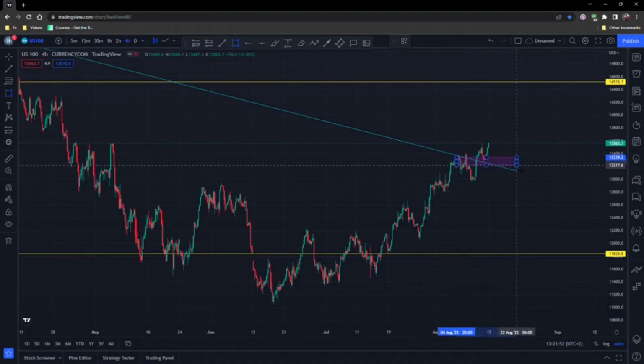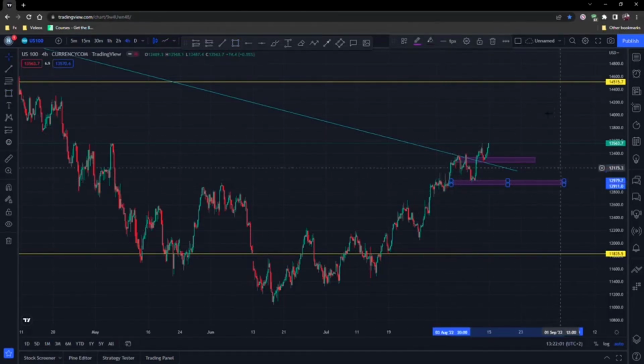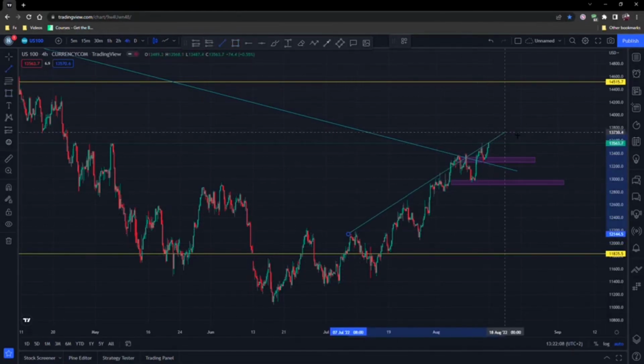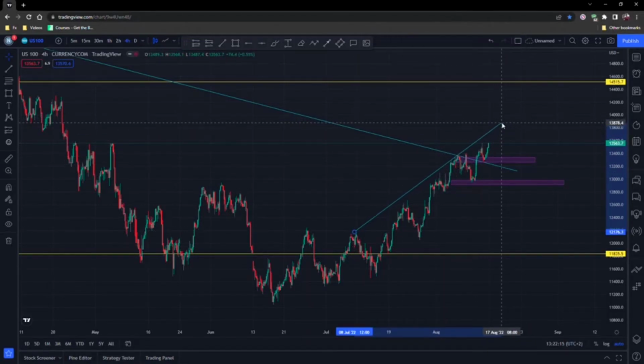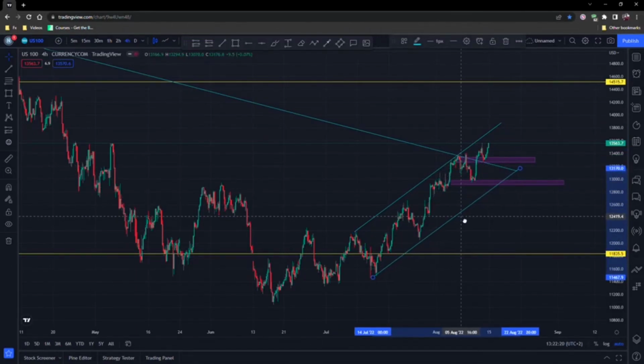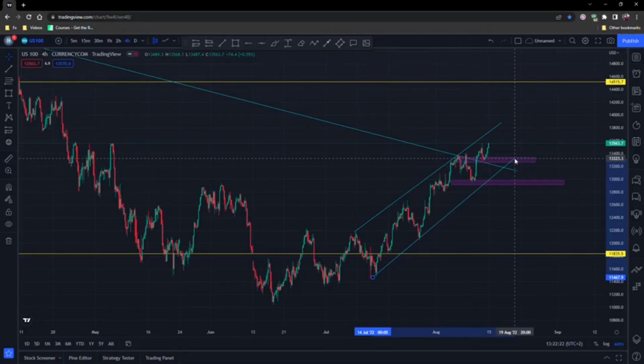You can look at this area right here. It's a nice support area, right? You're looking at this area as well, right? That area as well. But we can also see that we're in a bullish trend, right? We are in a bullish trend at the moment, and you can see that we are approaching that limit right there.